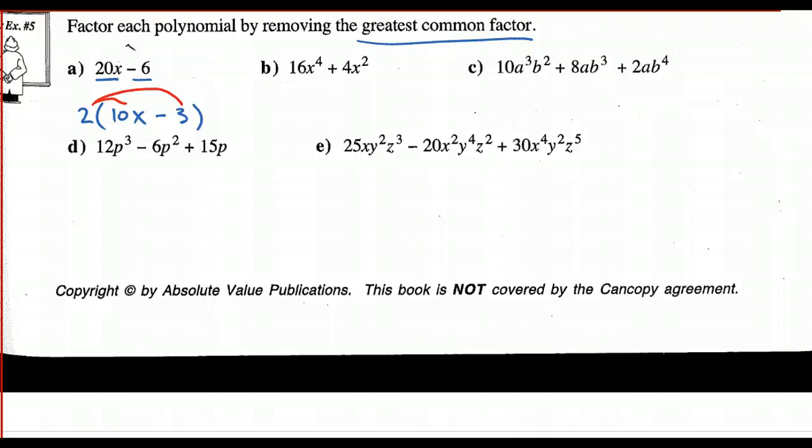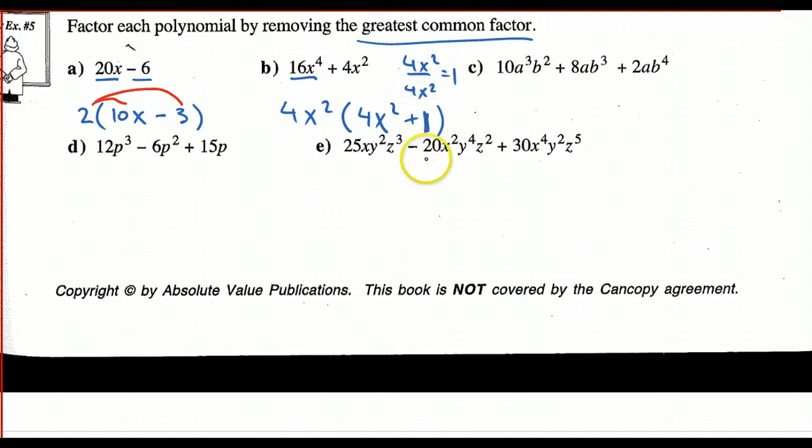Let's do a few more here. So 16 and 4. 4 is the highest coefficient. X squared, x to the 4, x squared is going to come out. And what am I left with? Well, when I divide 16x to the 4 by 4x squared, I'm left with 4x squared. And then when I divide 4x squared by 4x squared, well, I'm just left with 1. This is one of the common places where you could go wrong, is you have to put this 1 here. You can't just leave it as nothing. It's not a 0, it's a 1, because 4x squared divided by 4x squared gives you 1. So you have to put that 1 over here.